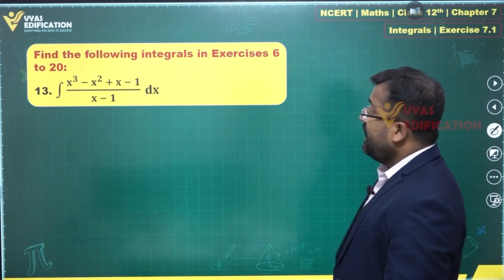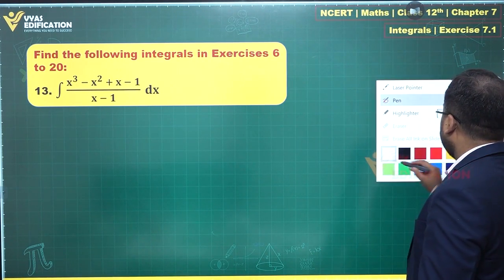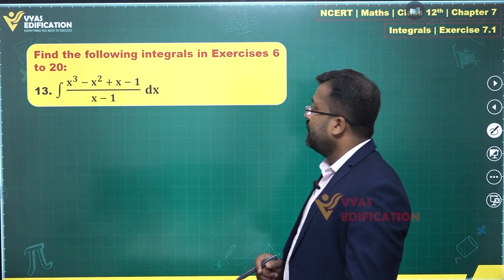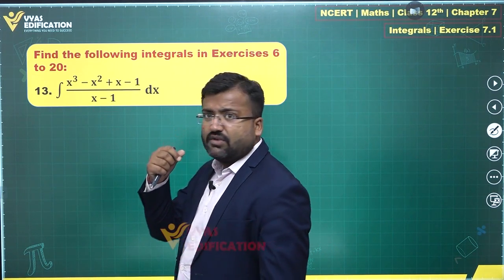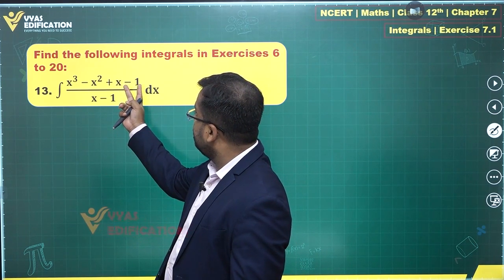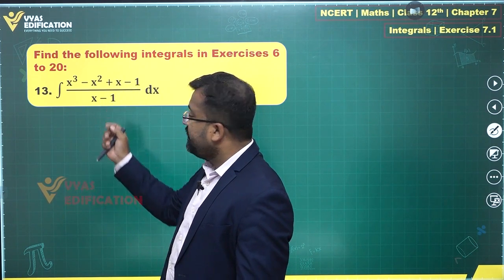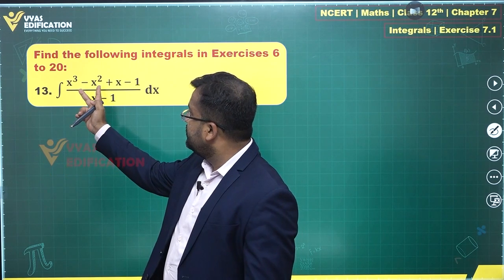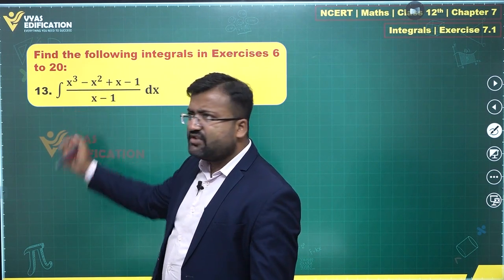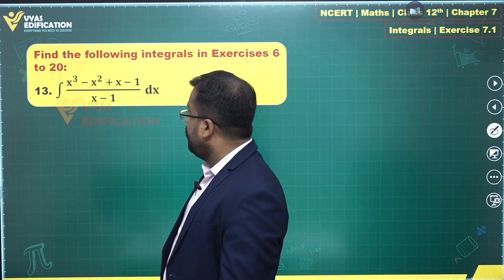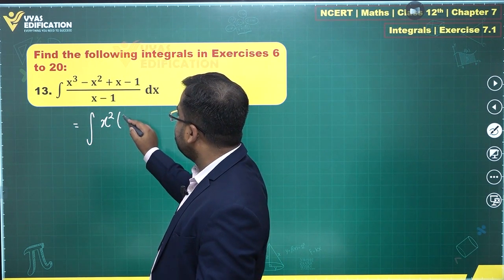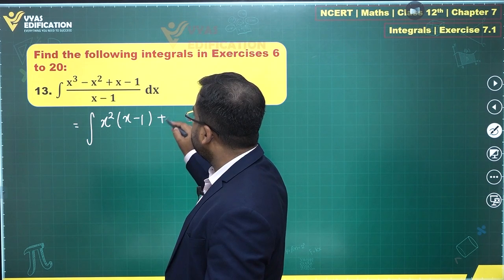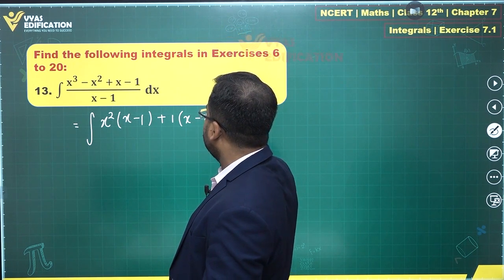13th question, we have x power 3 minus x square plus x minus 1. In the denominator, you actually have x minus 1. How do we handle this one? If you observe this x minus 1, x minus 1 gets divided by x minus 1. What about this? You can take an x square common over here, and that also gives me x minus 1 remaining. So x square times x minus 1 plus 1 times x minus 1 is what I see over here.